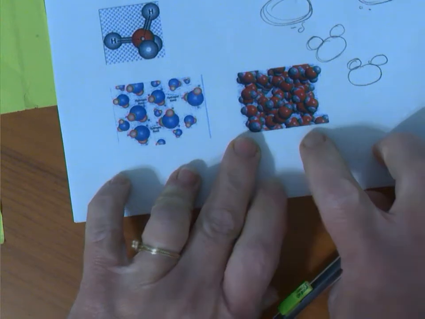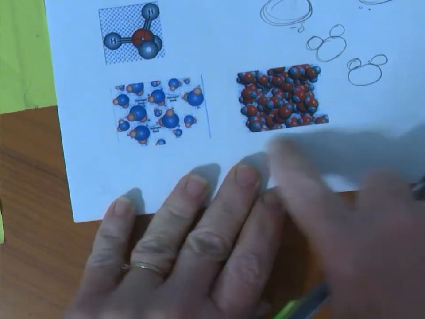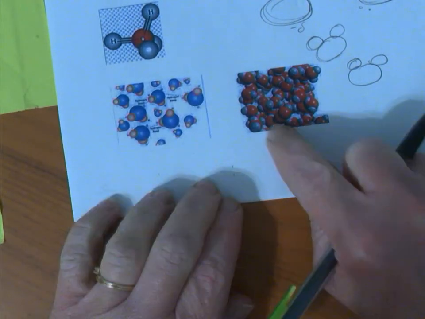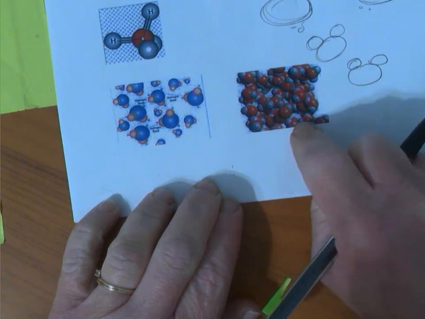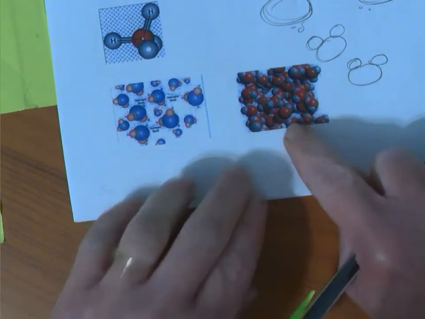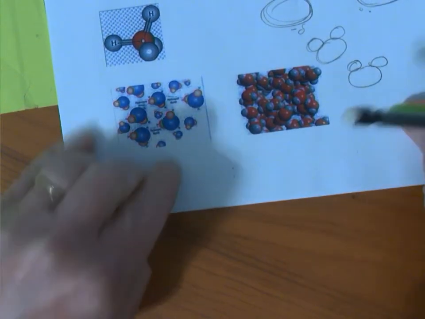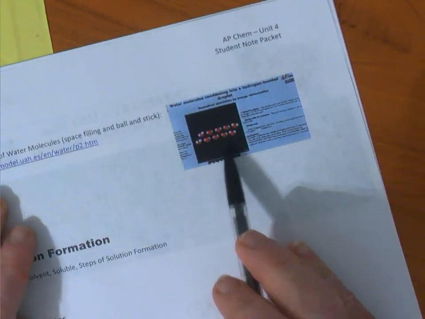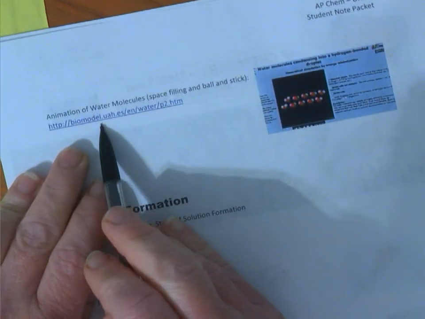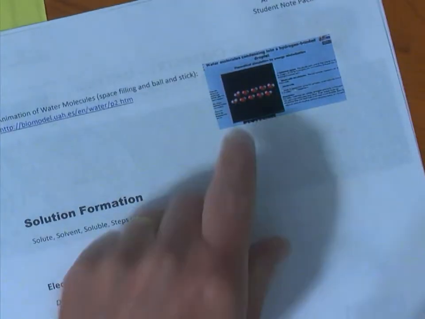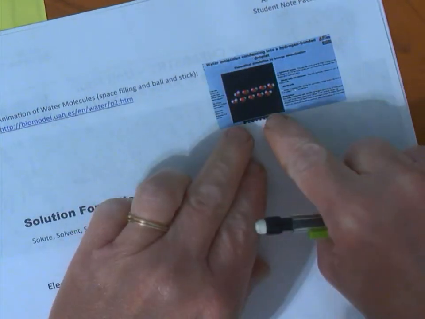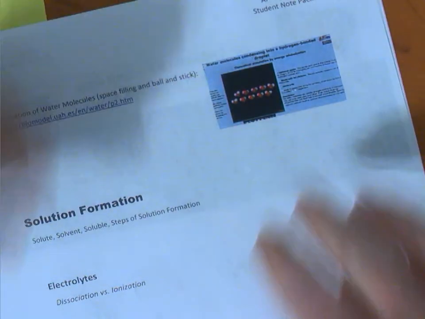We want to have a good visualization of how water molecules are in the liquid state. Probably this is showing a little more spatial distance between molecules, but this is a good idea of the clustering that we would have. Now in the student note packet, there's an excellent molecular animation that you can do. Just take a couple minutes, and it's really nice because it will give you a good molecular level image of how water molecules associate when they align.